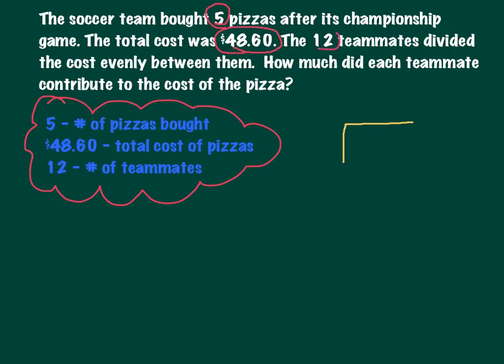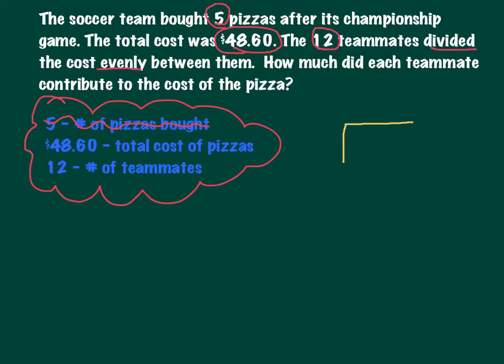The next number is 12. 12 represents the number of teammates. Looking at our clue words, divided the cost evenly between them. That tells us that we're going to divide the cost evenly amongst the teammates. So there is one number that we don't have to use, and that's the number 5. We don't need to know how many pizzas they bought. We just need to use the total they spent and how many teammates there were.